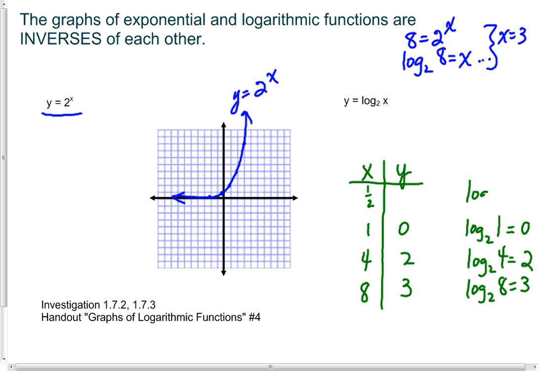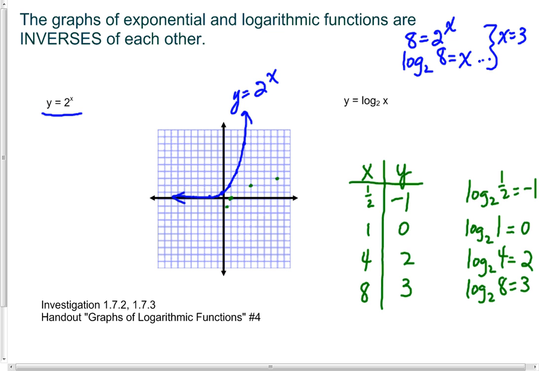Here's a weird one. Log base 2 of a half is, well, I would need an exponent that would flip it to a fraction. So my answer would be negative 1. Let's put those values in and see the pattern. I'm going to leave the half to last. When x is 1, my y value is 0. When x is 4, my y value is 2. When x is 8, my y value is 3. Okay, let's do that half now. When x is a half, y is negative 1.